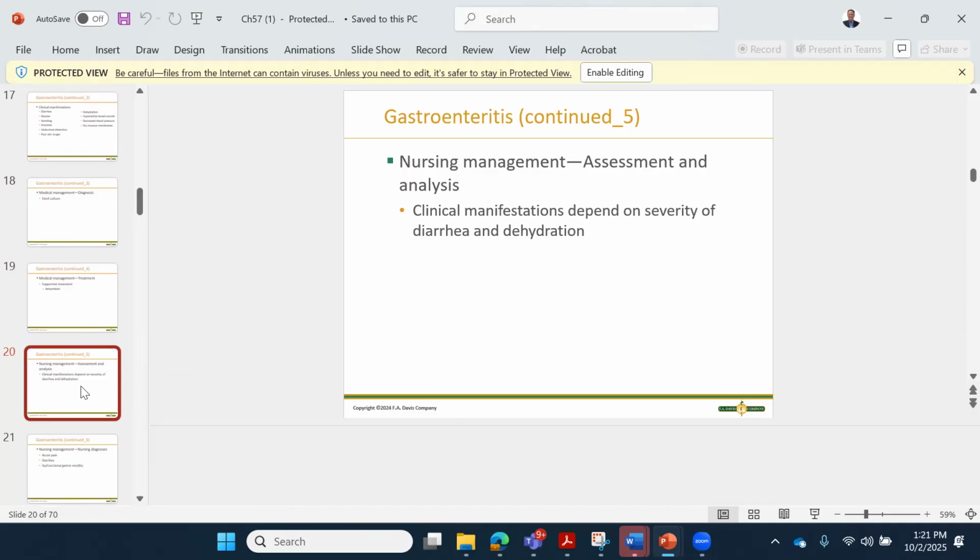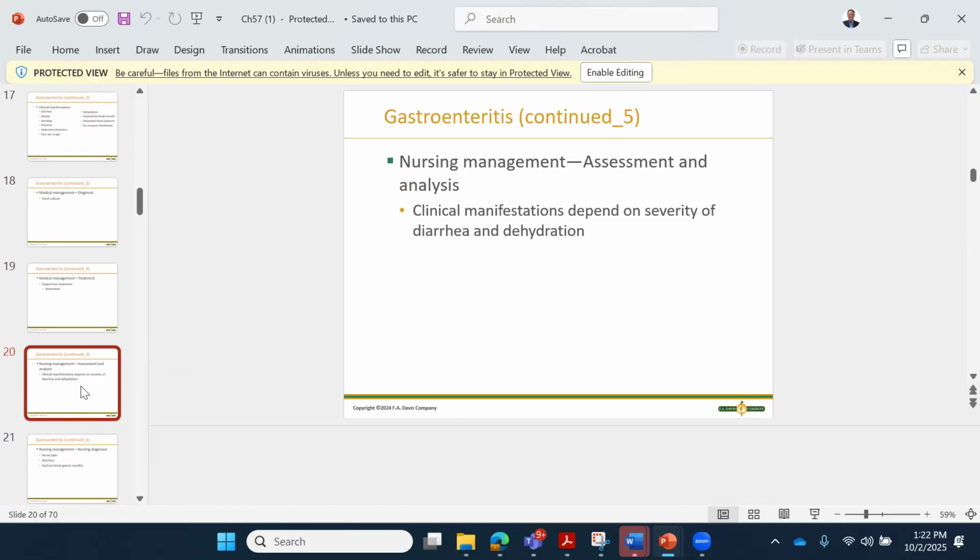Also, you want to make sure that you realize that the clinical manifestations can vary as it relates to gastroenteritis. And you've got to also think about the age range of who you're dealing with. Just for an example, we know that older people have less reserve. We know that older people have less body water content.